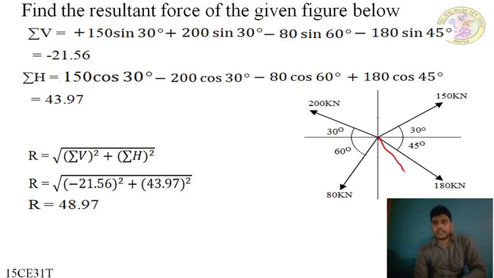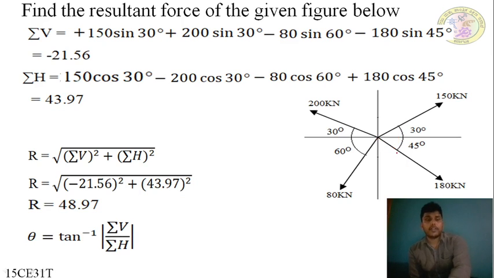The resultant lies somewhere here. We have to calculate the direction with respect to the x-axis. What is the angle which the resultant makes? We have to find it now. For that, tan theta is equal to modulus of sigma V by sigma H. That is the formula. Theta is tan inverse of sigma V by sigma H.